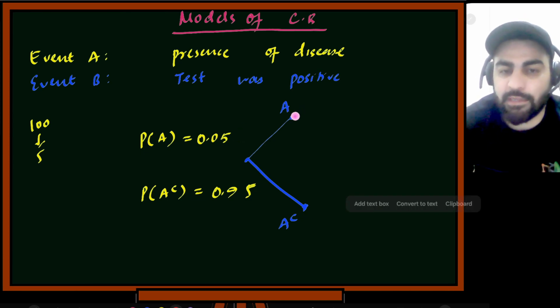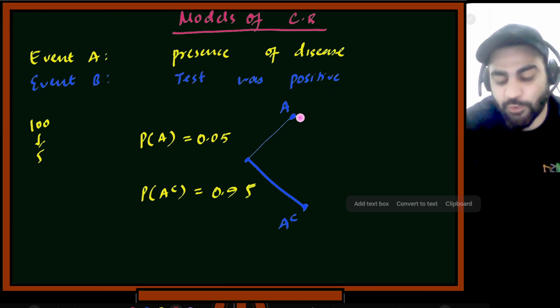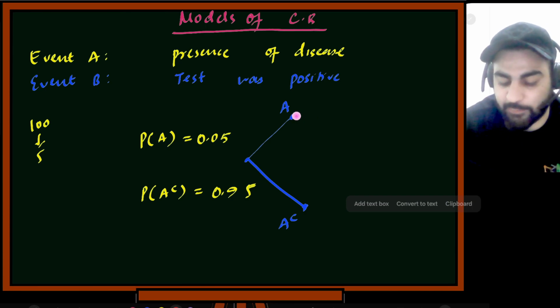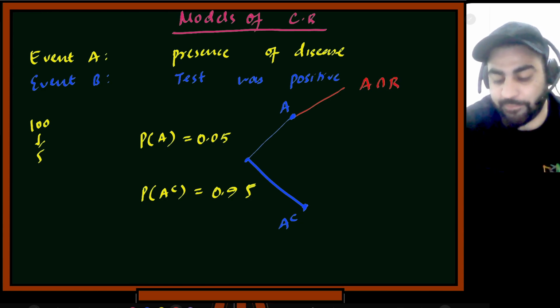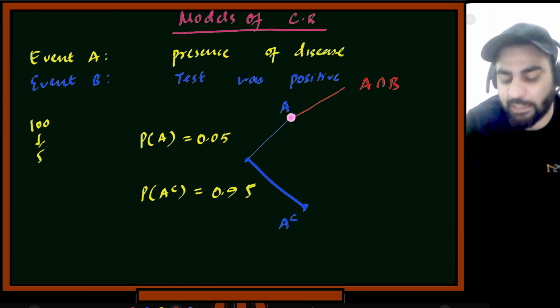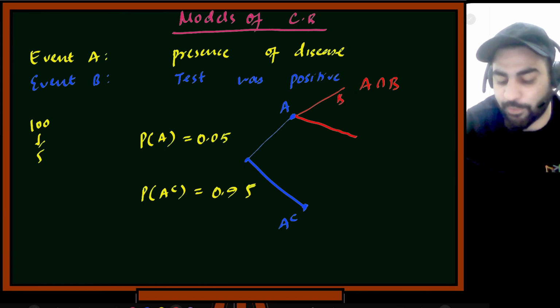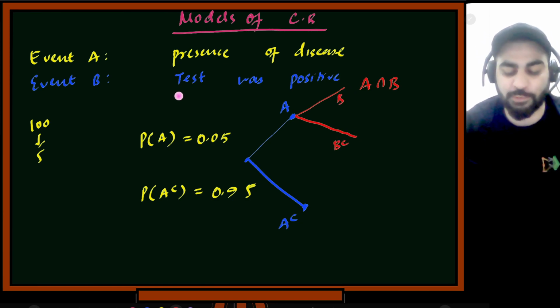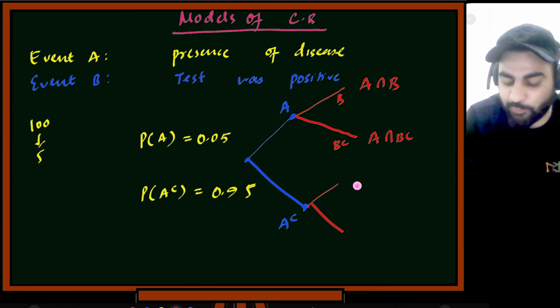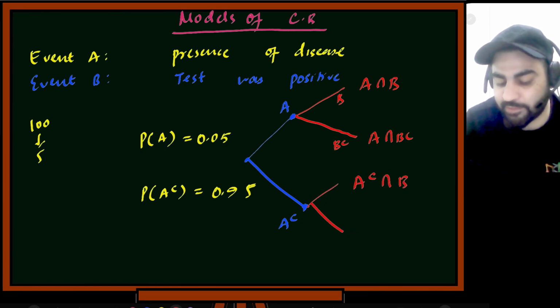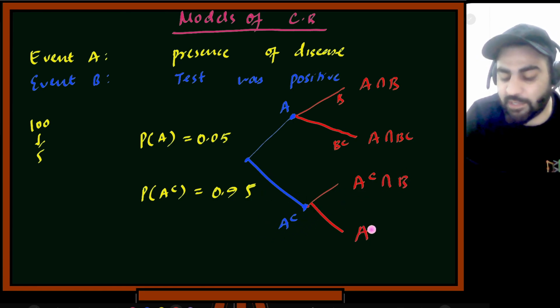Now we'll see the probability that the disease will get detected. Here again there are two chances: the test will be positive or the test can be negative. If the person had the disease and the test was positive, that is A intersection B. This is B and B complement: B means the test was positive and B complement means the test was negative. So here we have A intersection B complement. Then A complement intersection B, where the person was not diseased but the disease was detected. And this is A complement intersection B complement.